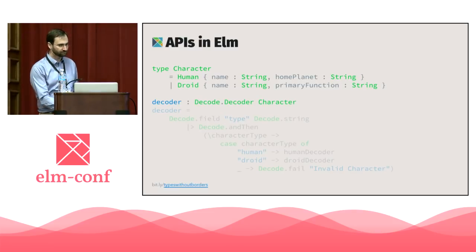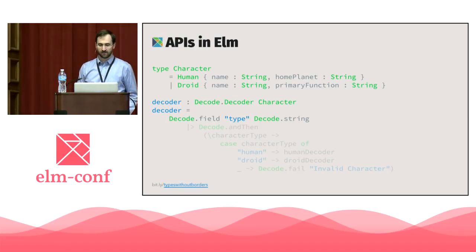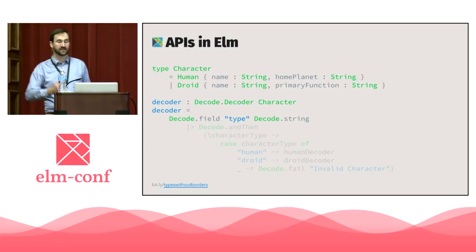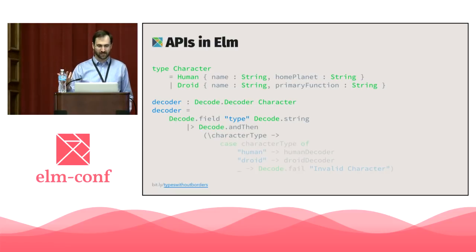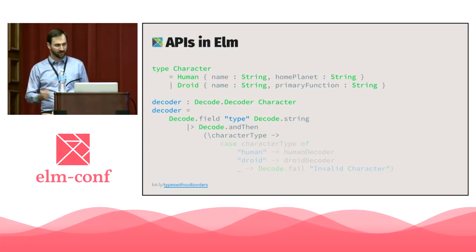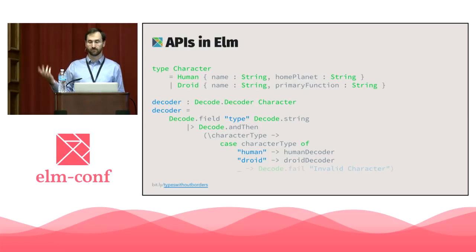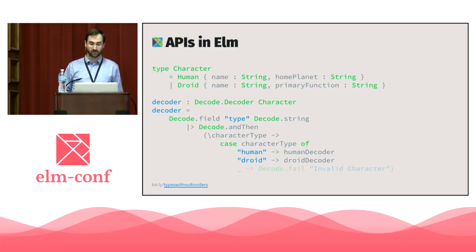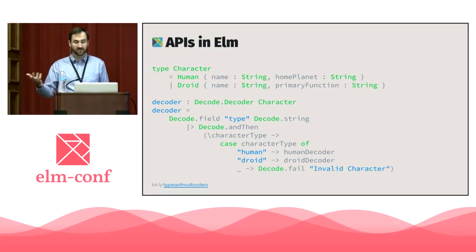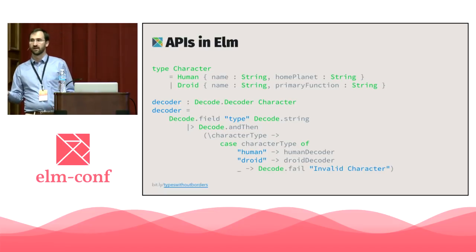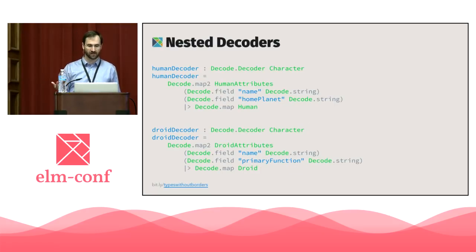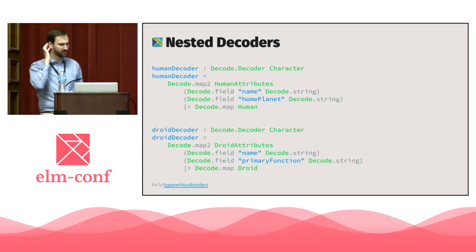And we can have a decoder that decodes into that custom type. That's pretty neat. We decode the field type, and we expect that to be a string. And then based on that type, we check if it's human, then we're going to run our human decoder. And if it's droid, we're going to proceed with our droid decoder. And if it's neither of those, something went wrong, we had an incorrect assumption, and it should fail with this message. And then here are the details of the human decoder and the droid decoder.